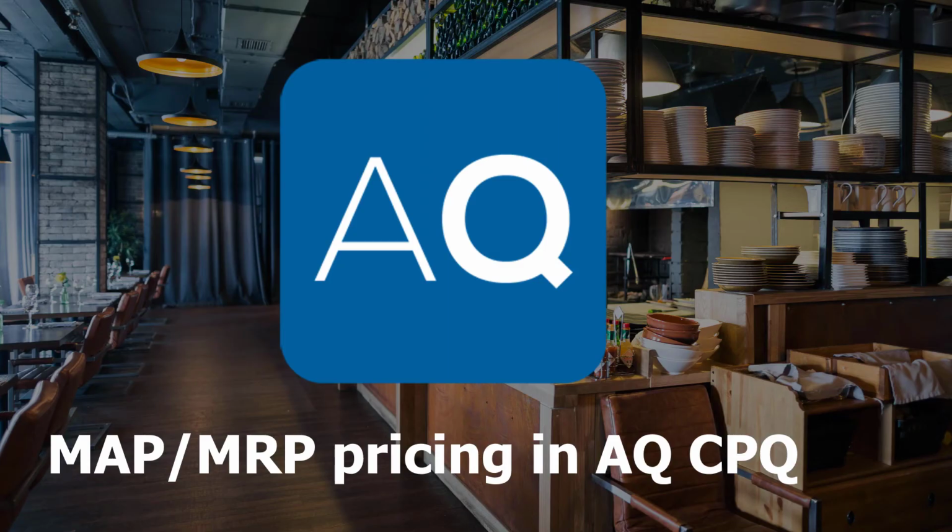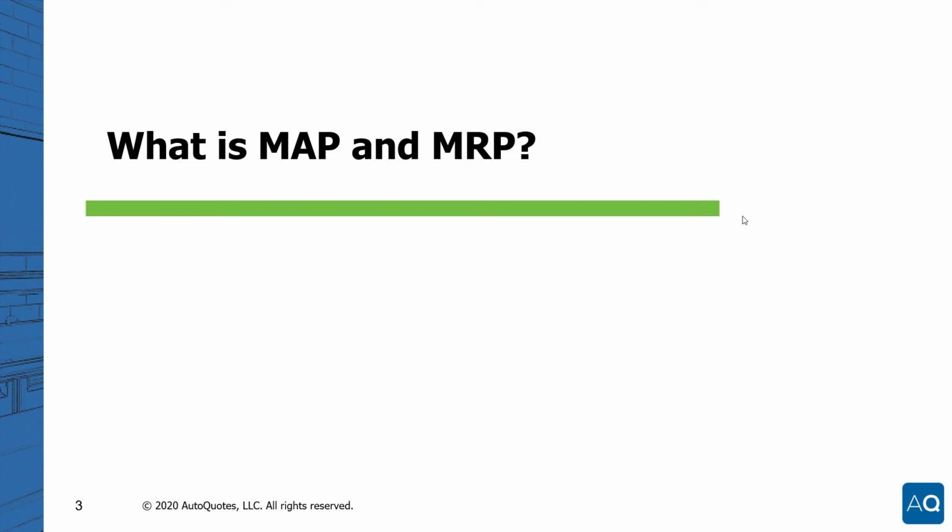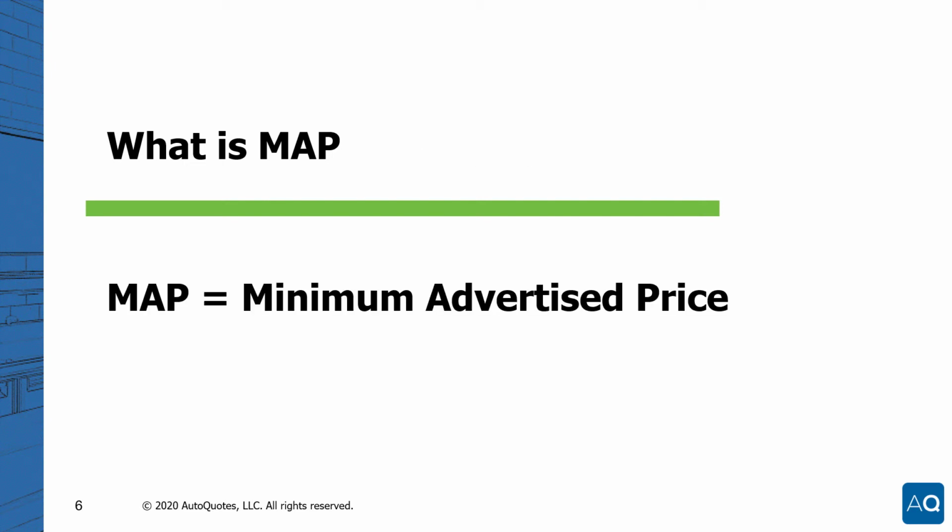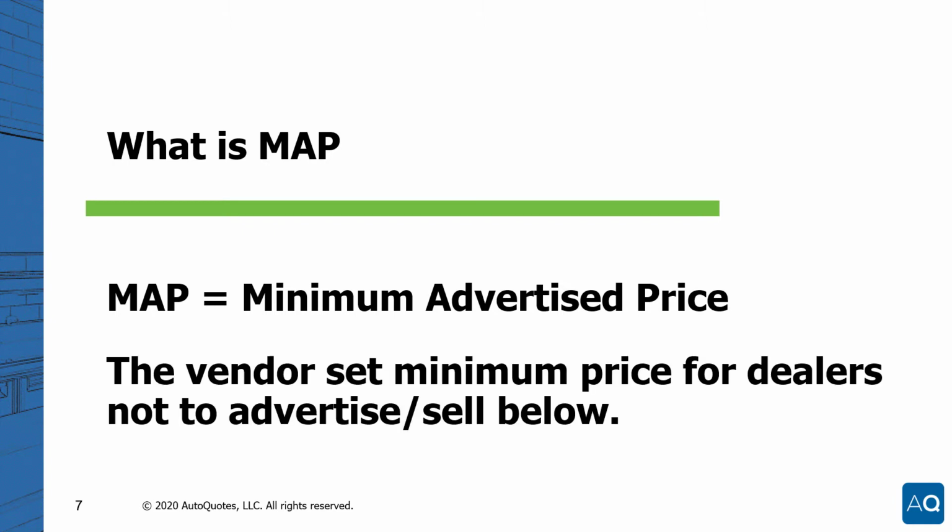Today we're going to talk about adding MAP and MRP pricing settings into AutoQuotes CPQ. Before we can do that, let's talk about what is MAP and MRP. The MAP, or the minimum advertised price, is a vendor set price for their products that they ask the dealers not to sell below that price.